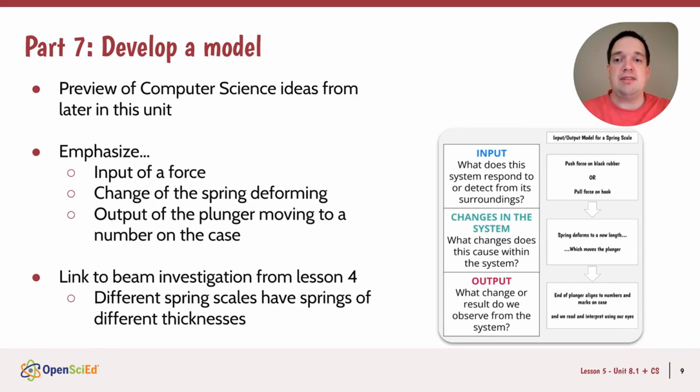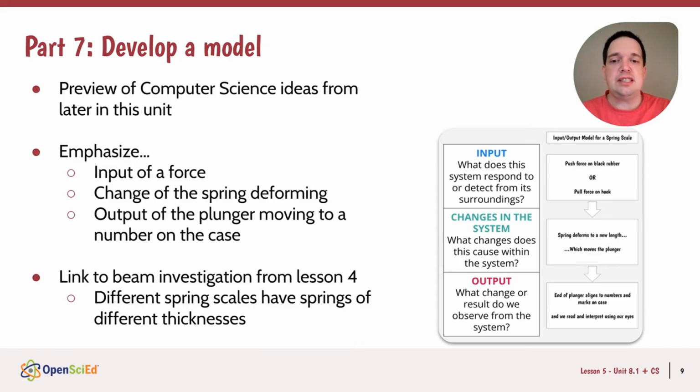Okay, Part 7 is the next piece on day 2, and this is where we're shifting gears a little bit into previewing some of the ideas that are going to come up in this computer science unit later on. You should emphasize the words input and output and add those to your word wall. Basically, the input of the spring scale is the force. Either they're pushing on the plunger or they're pulling on the spring scale. The changes inside the system, they'll see the spring deform to a new length. And when it does that, it moves the plunger to a number on the case, and we can read that as the output. It'll tell us how much force there is.